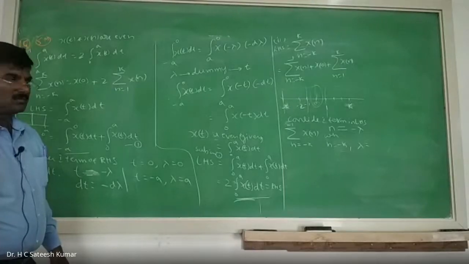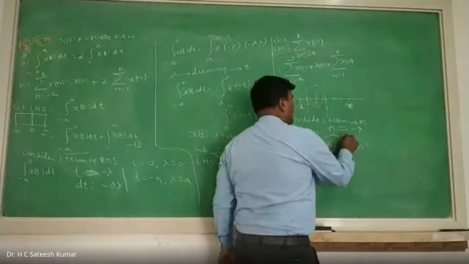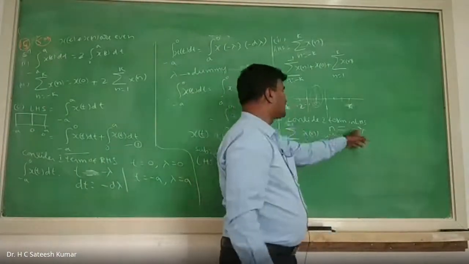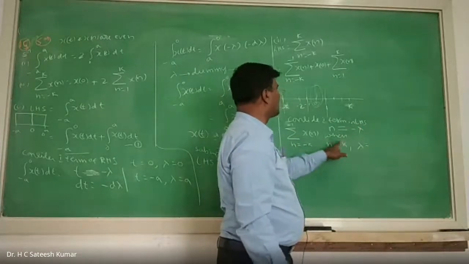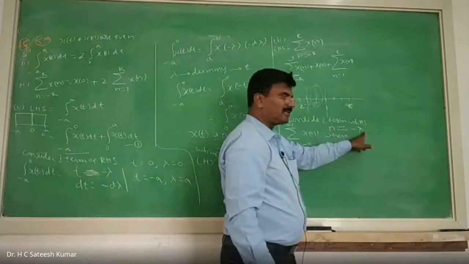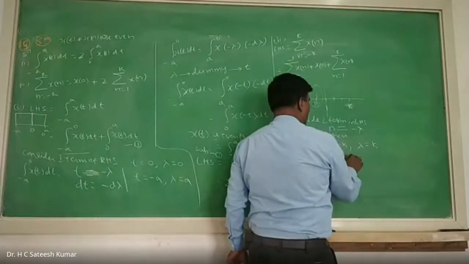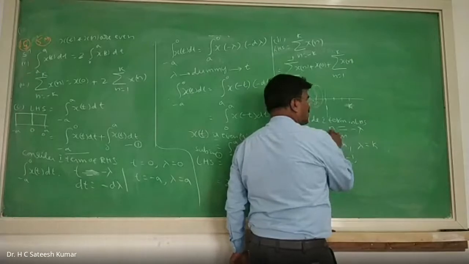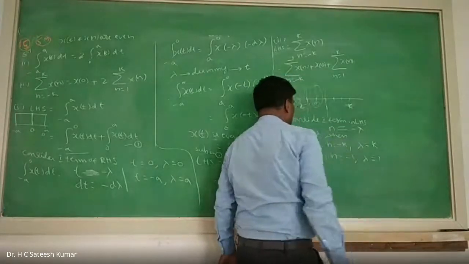Okay, look here. When we put n equal to minus lambda, when n is equal to minus k, minus k is equal to minus lambda. Therefore, lambda is equal to k. When n is equal to minus 1, minus 1 is equal to minus lambda. Therefore, lambda is equal to 1.